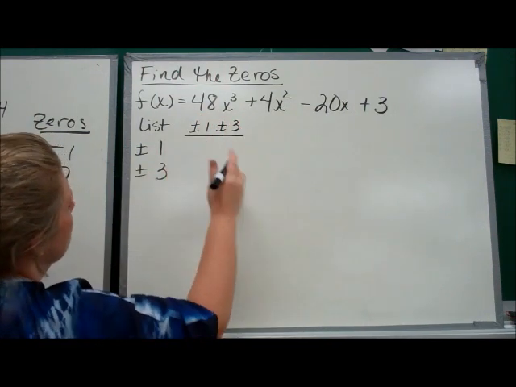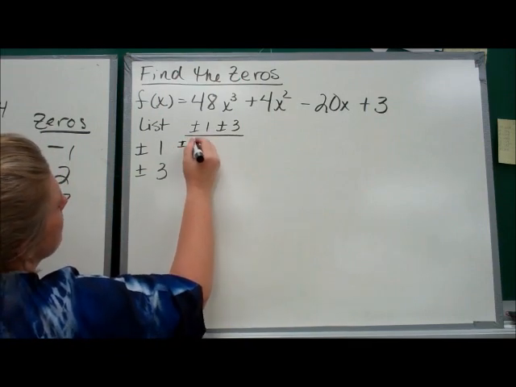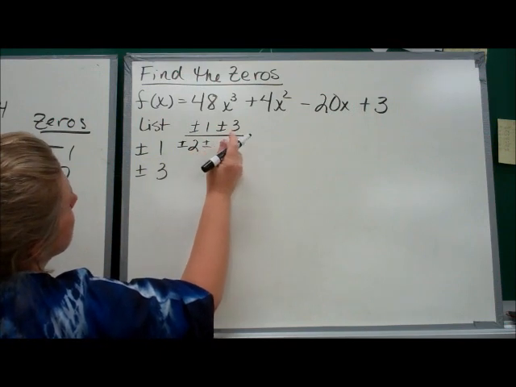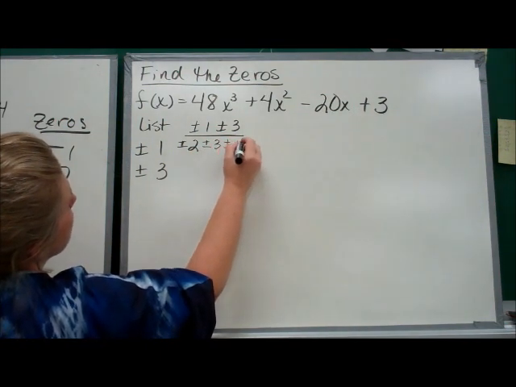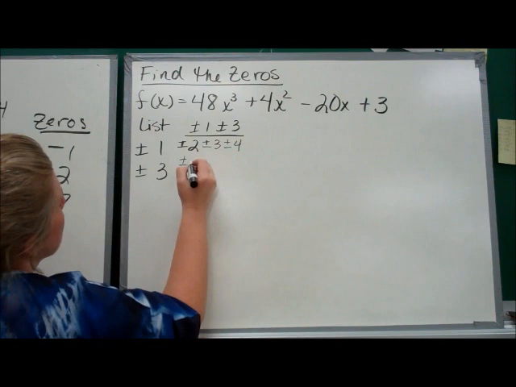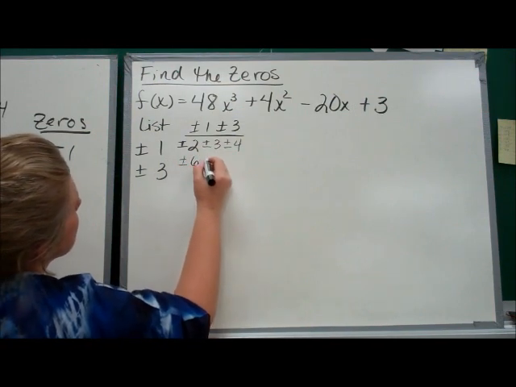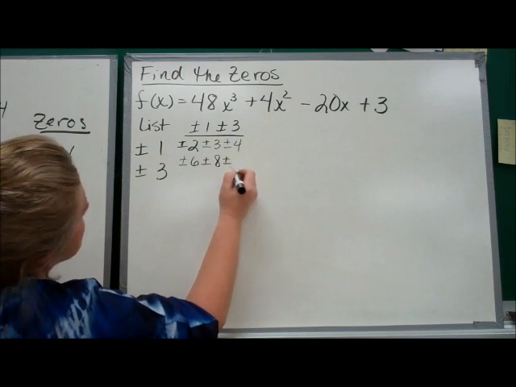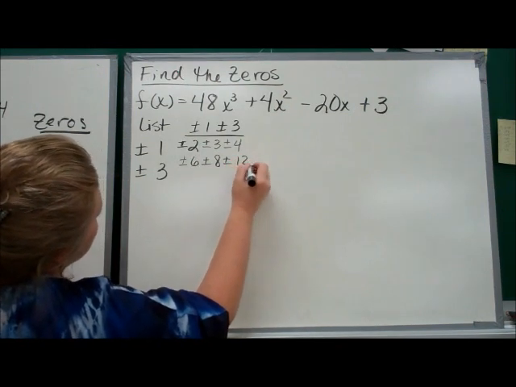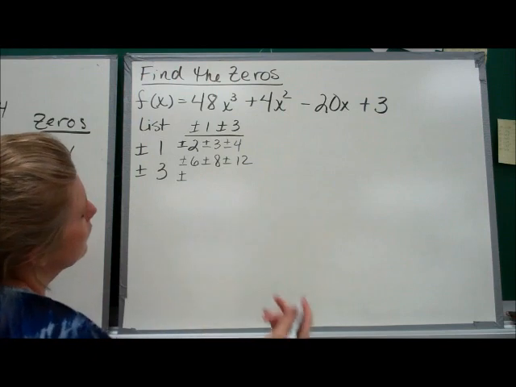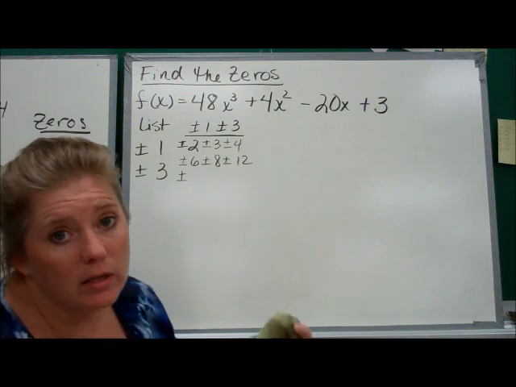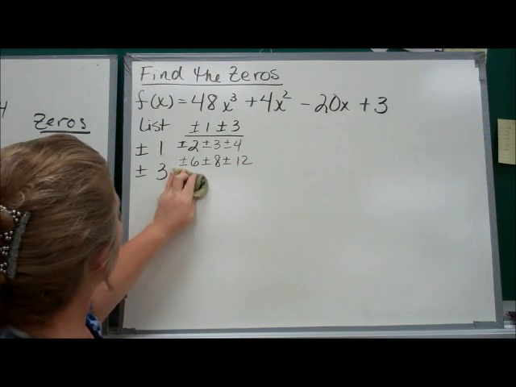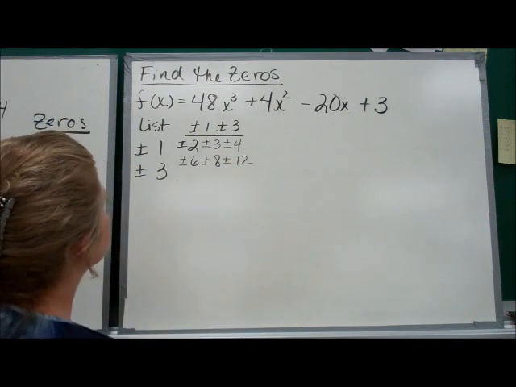Now there's a ton of them. So plus or minus, I'm going to go with 2, and plus or minus 3, plus or minus 4, plus or minus 6, plus or minus 8, plus or minus 12, plus or minus, and we could keep going, but this is the one that I've worked out ahead of time, definitely. And I'm going to show you another method.